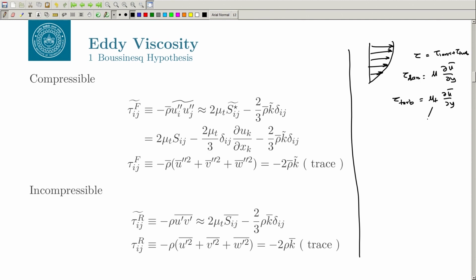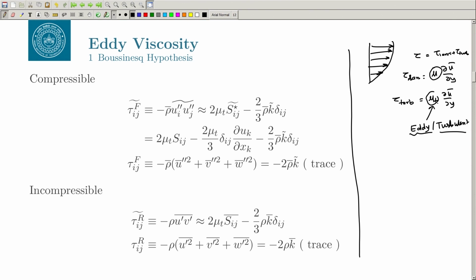Now, it is very important to remember that mu t is not a property of the fluid. Here mu is the viscosity, which is a property of the fluid. Mu t is called the eddy viscosity or the turbulent viscosity. This is not a property of the fluid, but rather a property of the flow. In fact, if the flow has a very high Reynolds number, mu t will be high. If the flow has a low Reynolds number, meaning the velocity is small, then this quantity will be low, and if the flow is laminar, this quantity will be 0.